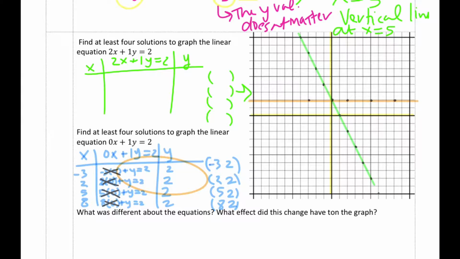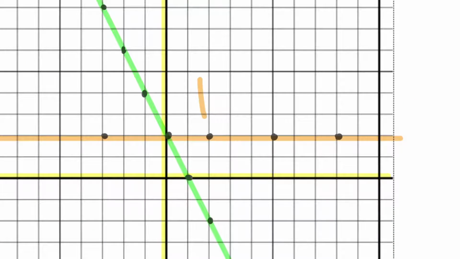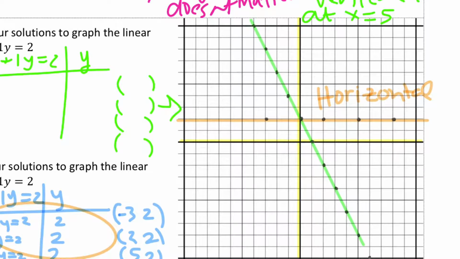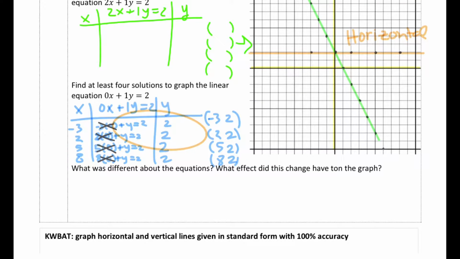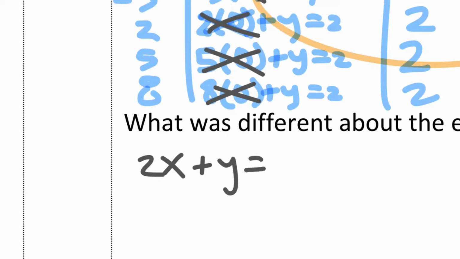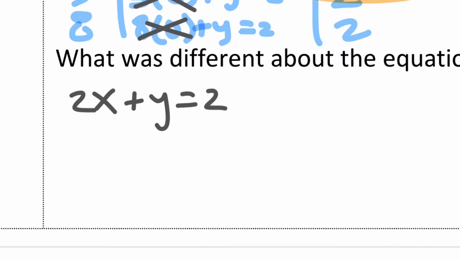This is a horizontal line, so let's label that. This is a horizontal line that goes through where y equals 2. So hopefully you kind of saw the pattern that was happening here based on what you saw in the first problem. But I want to look at the equations again because the equations are a little bit different. 2x plus y equals 2, and our second equation was 0x plus y equals 2.